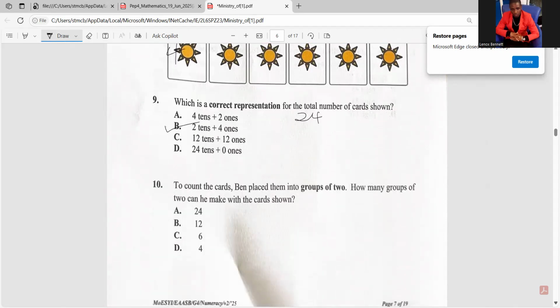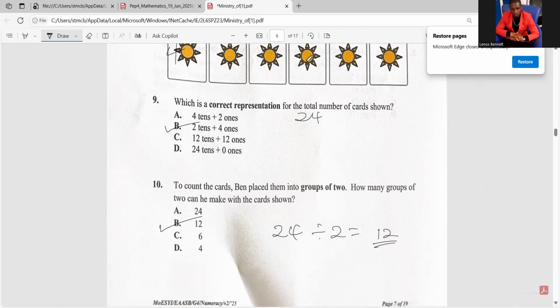To count the cards, Ben placed them into groups of 2. How many groups of 2 can he make with the cards showing? All right, so I'm going to put them in groups of 2. So we have a total of 24. So we divide by 2. So that would be 12 groups of 2.